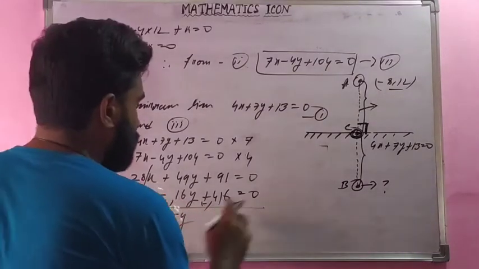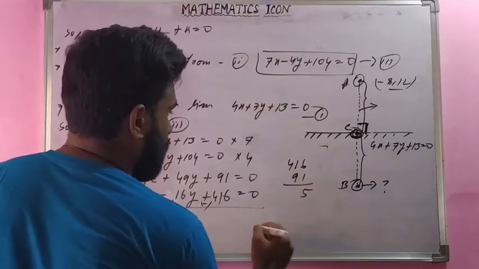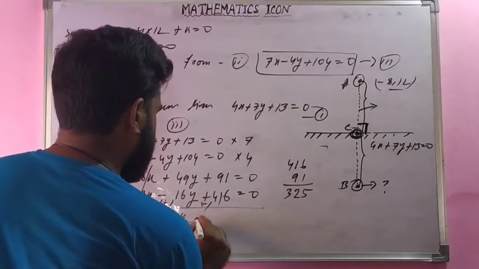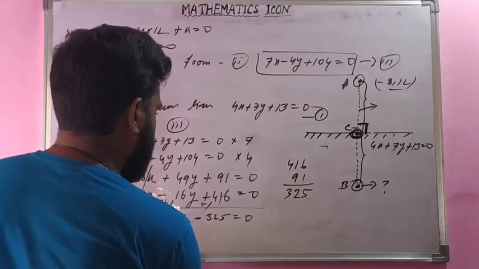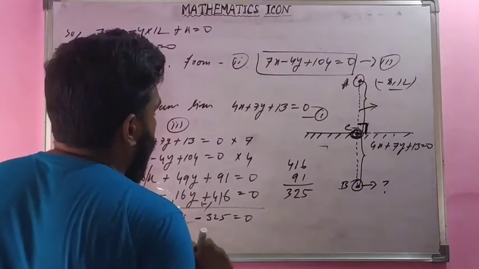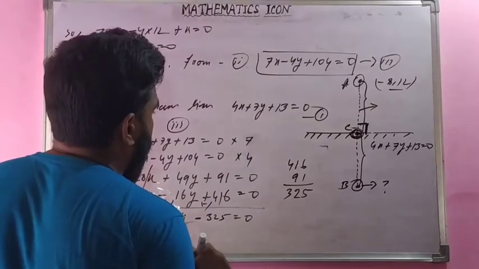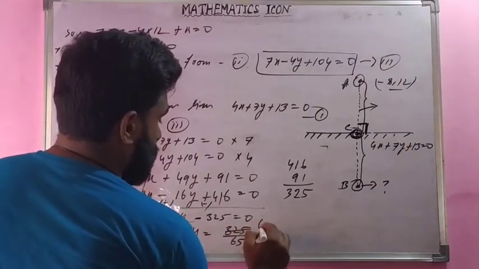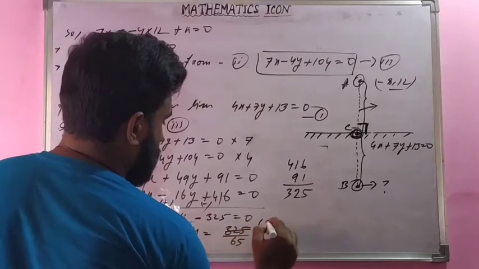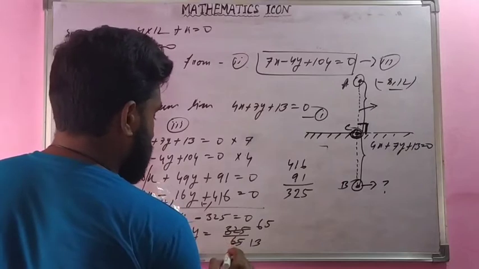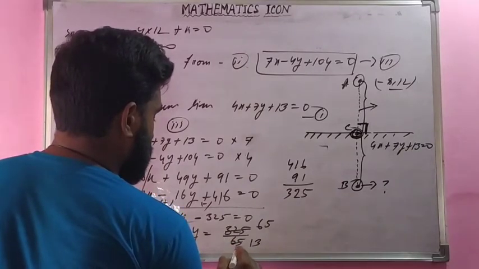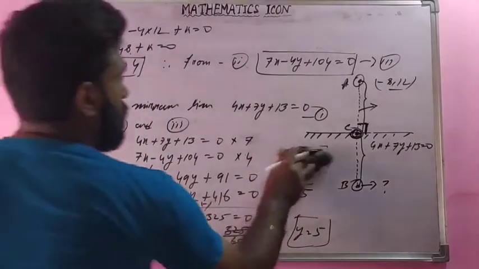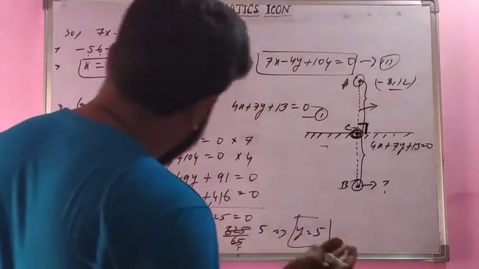Plus 65y, and this one, 416 minus 91, that is 325, minus 325 equals to 0. So that means y equals to 325 by 65. So y equals to 5. Now this y value can be put in either equation.